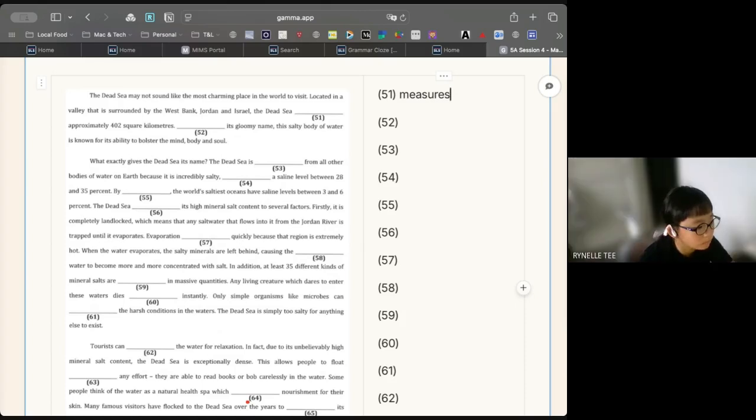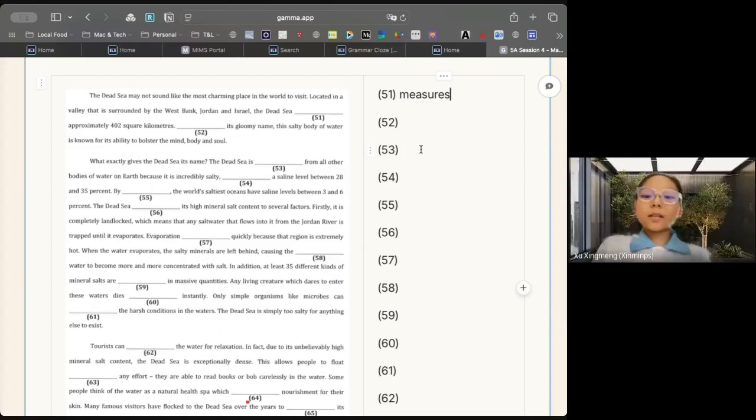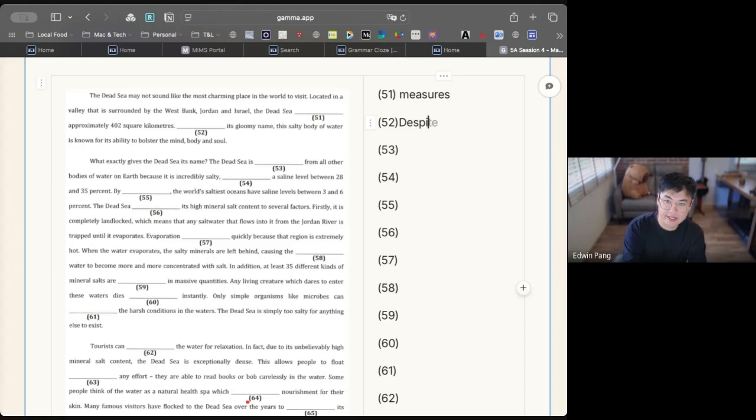Though. Though is gloomy name? No, that doesn't fit, right? Though it has a gloomy name. But this is not "though it has," right? Though it's gloomy name. Okay, Singman? Despite. Very good. Despite is the correct answer, right? Despite its gloomy name, even though its name is gloomy, it is known for its ability to bolster or strengthen the mind, the body, and the soul. Got it, everybody?